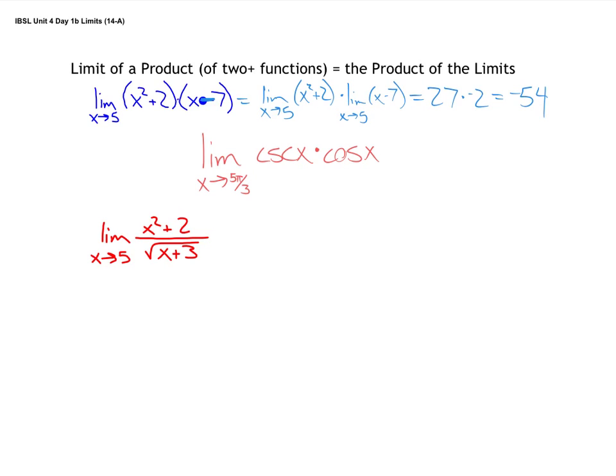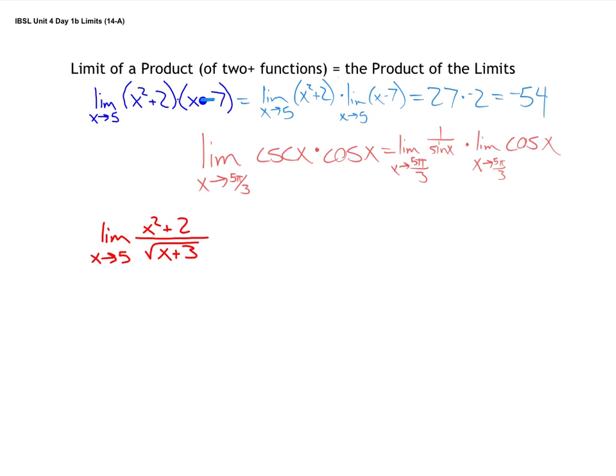But, to find the limit, I can do this. I can say, okay, the limit as x approaches 5 pi over 3 of the cosecant, which is 1 over sine, right? Okay, so I'll go ahead and write that, 1 over sine x. And I'm going to multiply that by the limit as x approaches 5 pi over 3 of cosine of x. Alright?